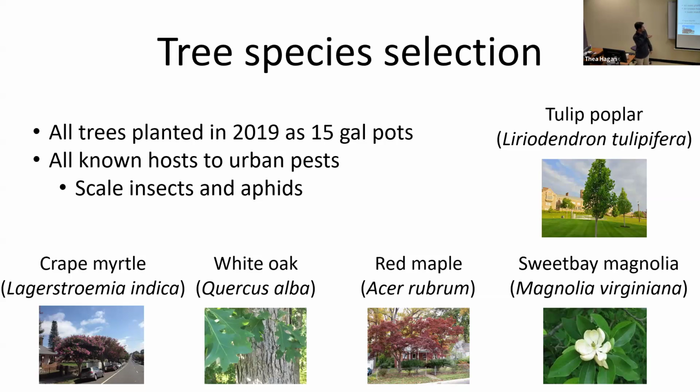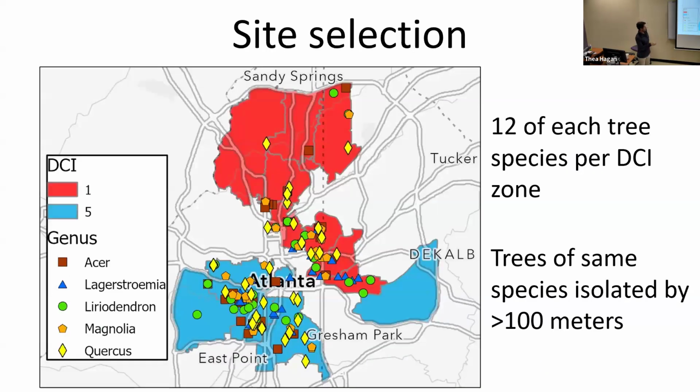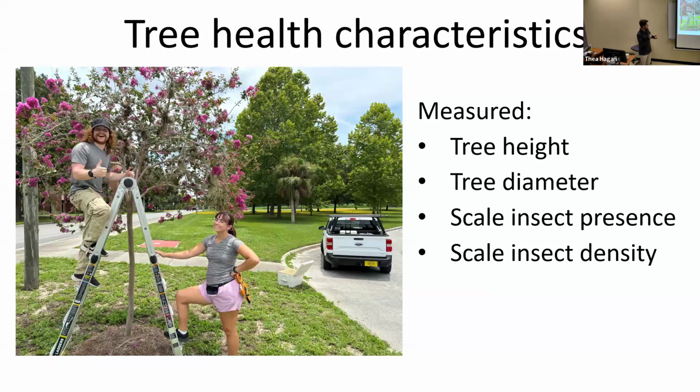And so we picked trees that were all planted in 2019 at the same size, and then visited those last year to try to get a little idea of how these things were playing out. And we picked 12 per species per economic category. So then DCI 1 and DCI 5, we left out the middle ones because logistically we cannot visit thousands of trees. But we had 2 categories. And then we collected a bunch of data, so tree height, tree diameter, scale insect density, and several other things.